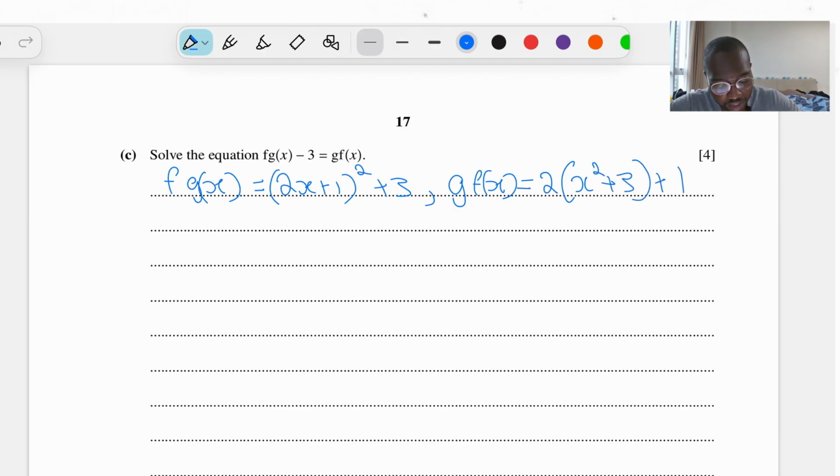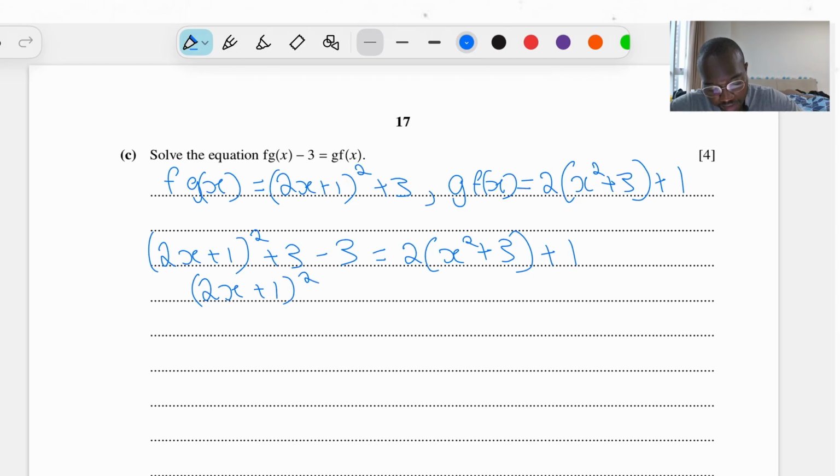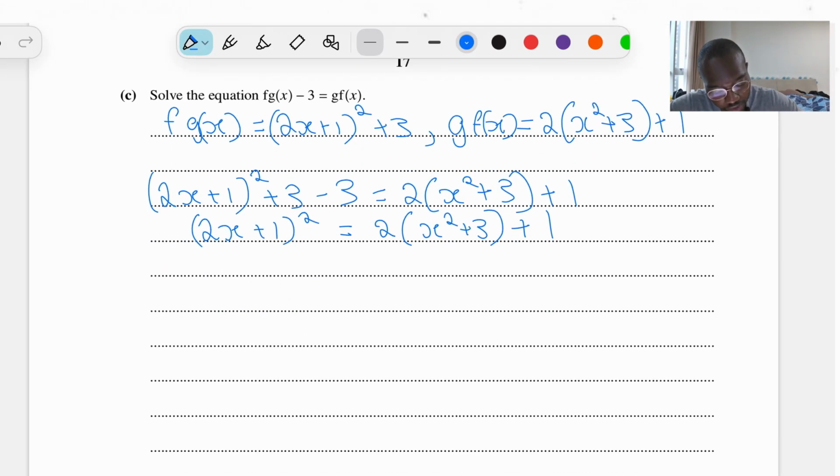And now we're going to solve this equation. So it would be fg(x), which is (2x + 1) squared plus 3, minus 3, is equal to 2(x squared plus 3) plus 1. And we just need to solve this equation. So we end up with (2x + 1) squared is equal to 2(x squared plus 3) plus 1. Let's expand the brackets on both sides, so we get 4x squared plus 4x plus 1 is equal to 2x squared plus 6 plus 1.